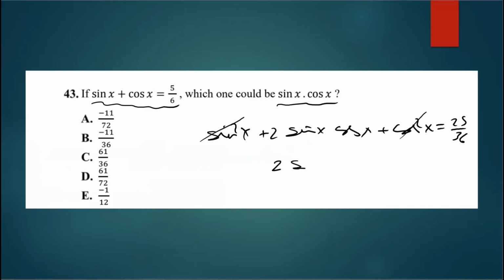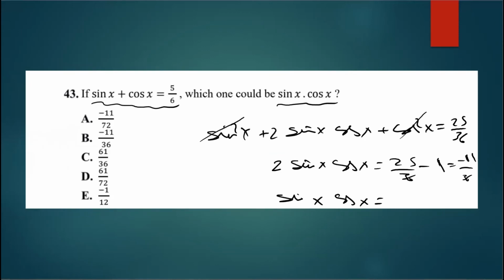So I'll have 2 sine x cosine x equal 25 over 36 minus 1. This one is like 36 over 36, so it will be negative 11 over 36 when you do that. Now all you need is just to divide by 2. So sine x cosine x will be negative 11 over 36 times 2, which is 72 down here. So that's A.